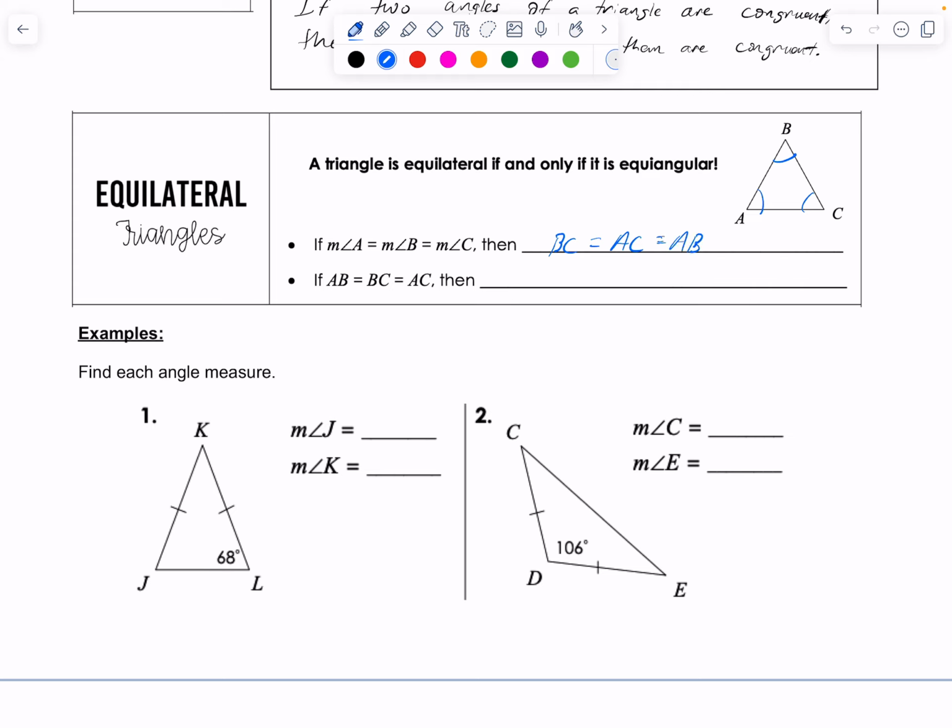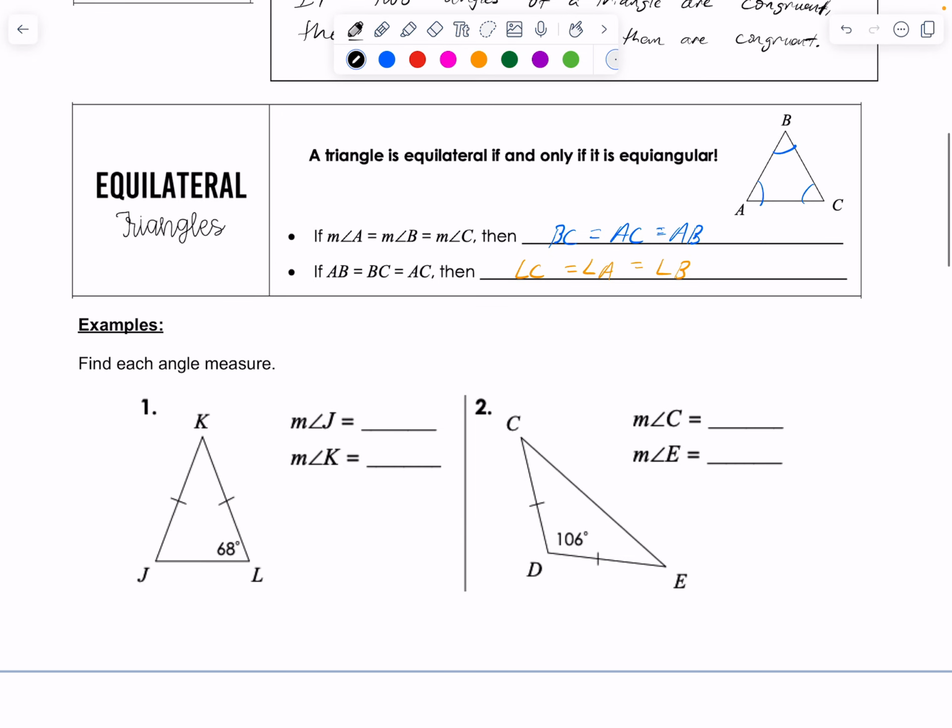And you can also go vice versa here. If they tell you AB is the same as BC, which is the same as AC, then angle C has to be equal to angle A, which is, oh, that's not an A, sorry about that. Angle A, try again. There we go. Angle A, which is also equal to angle B. All right. So that's what happens when you have an equilateral triangle. Obviously, you know this from your days in middle school. Okay, so let's do some examples using this information.